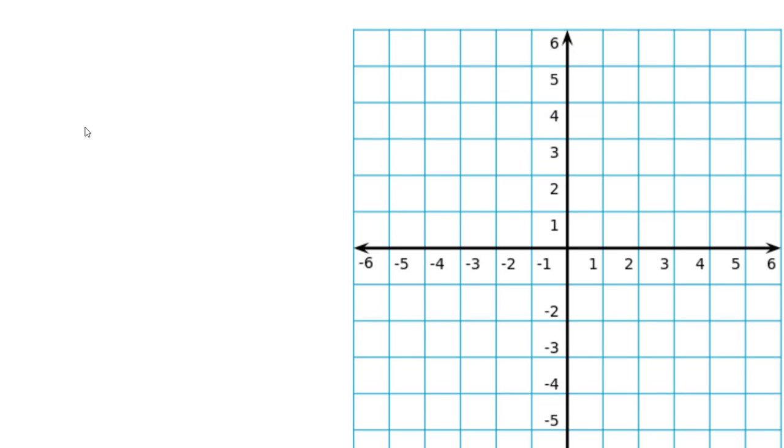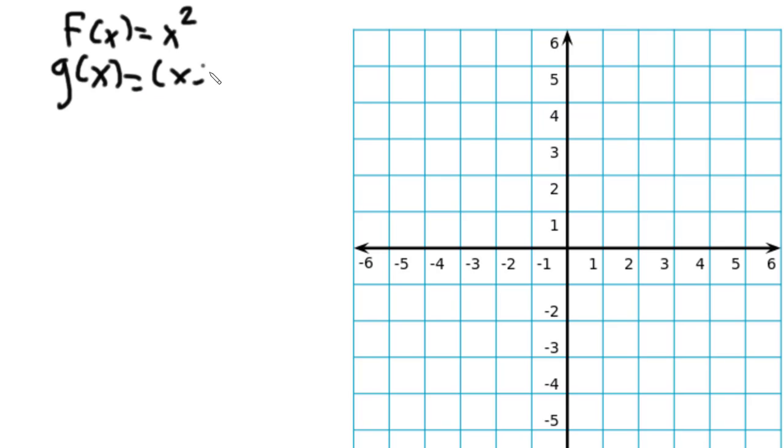Welcome, class. In this video I want to discuss transformations of function sums, since that's the issue that a lot of us had some trouble with in class. So let's look at these. If I have f of x equals x squared and g of x is (x minus 2) squared minus 1, obviously g of x is a transformed version of f of x.